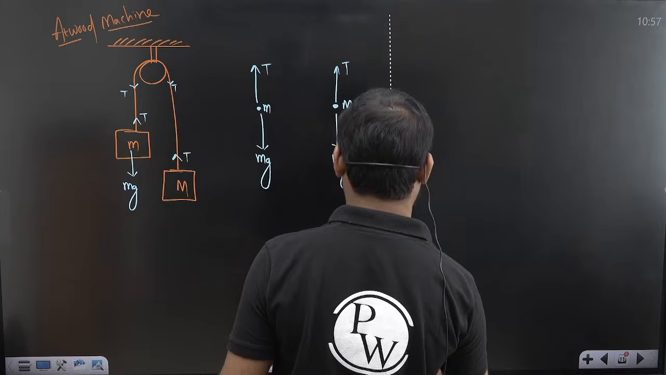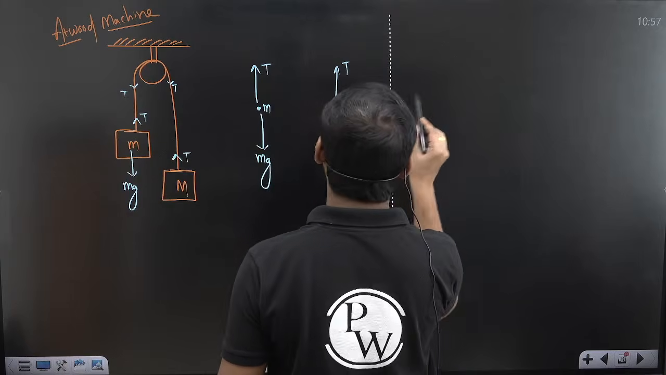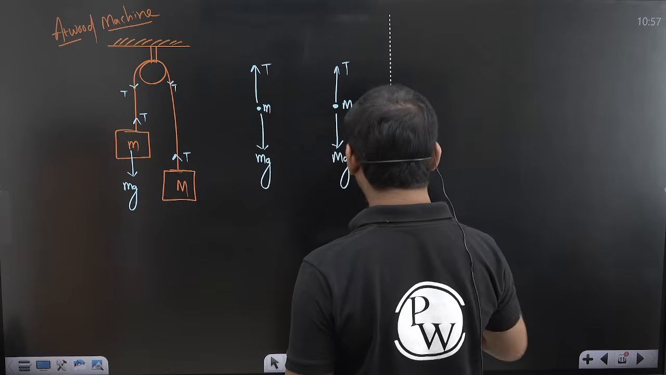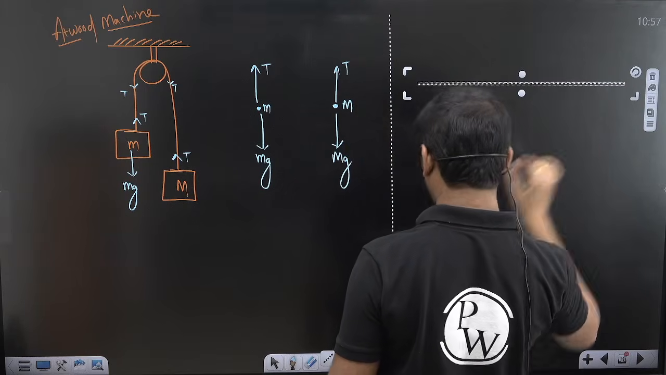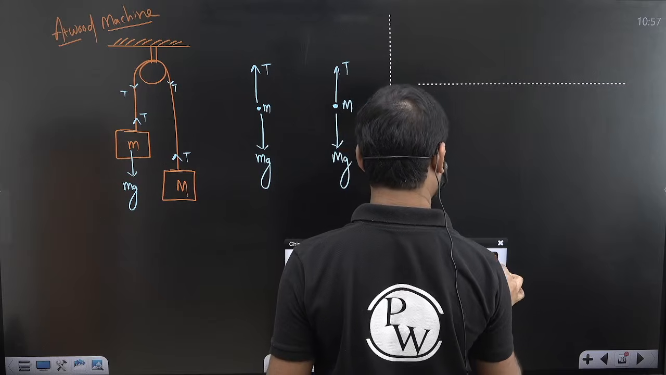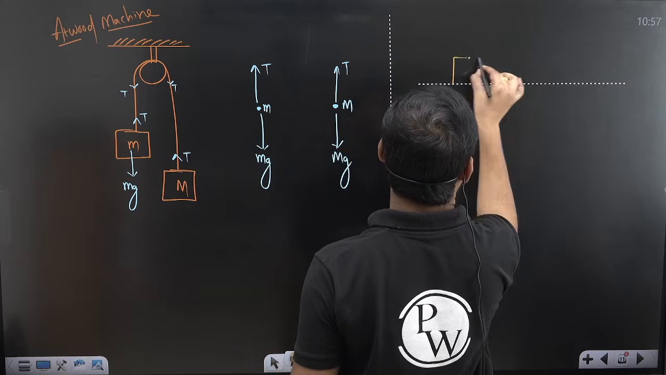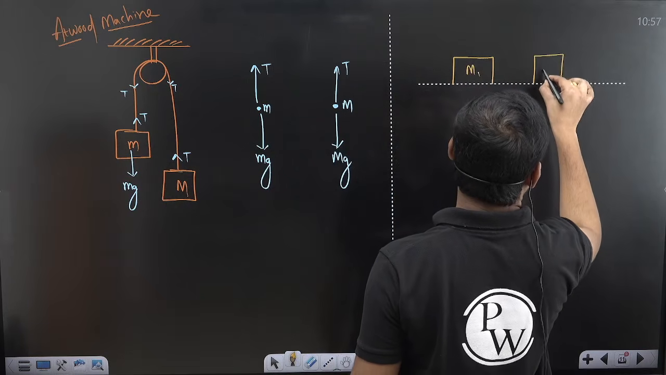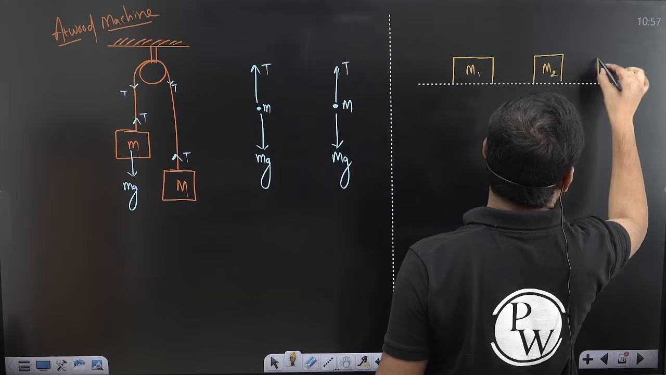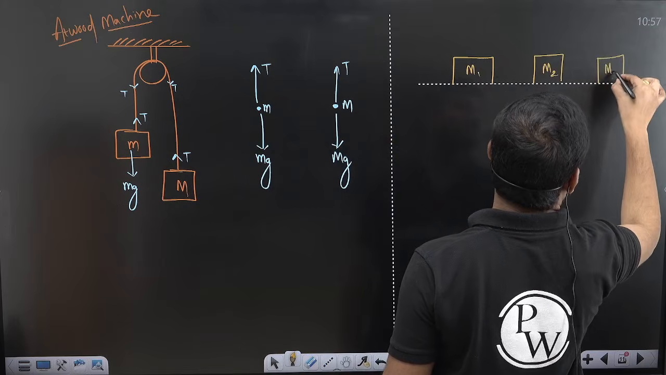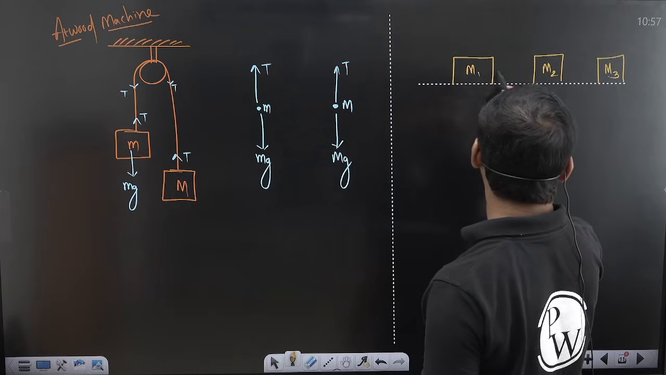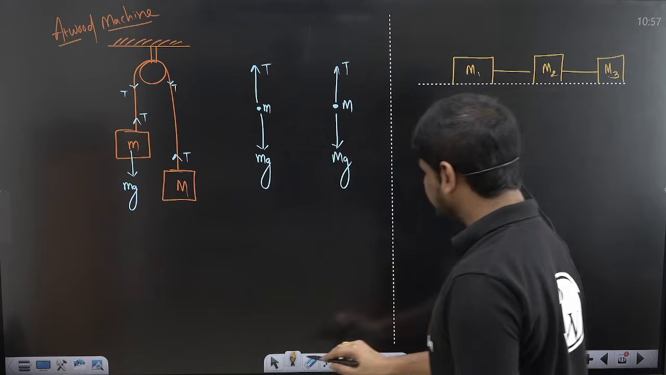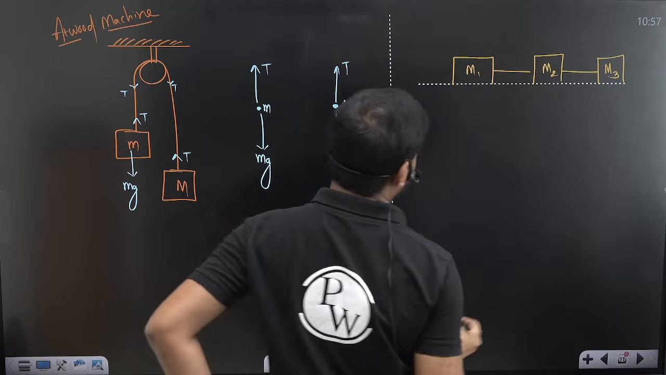Consider the free body diagram of this body. We have mass m1, mass m2, mass m3, which are connected by strings like this. Draw the free body diagram of each body.